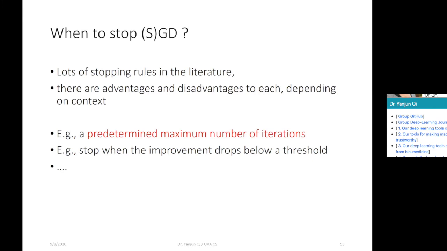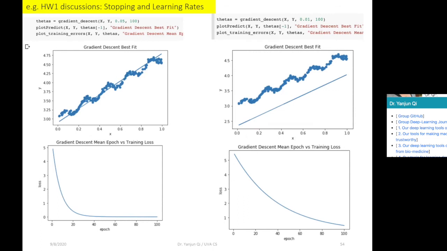So when to stop? In most cases, we just predefine a maximum number of iterations. There are also some algorithms that stop when the improvement of the training mean square error drops below a certain threshold. But the majority use this maximum number of iterations, and we ask you to implement that in the homework too. It's actually very tricky.